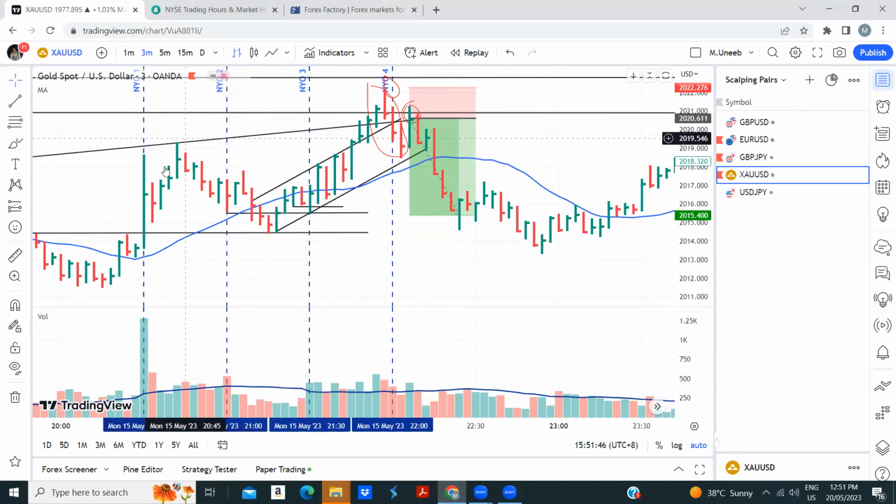Because after AR, if this is a secondary test, and this is a buying climax, and this is AR, then after AR the price would go back and test this region. Am I right? So we still have room to take a long trade. Got it?